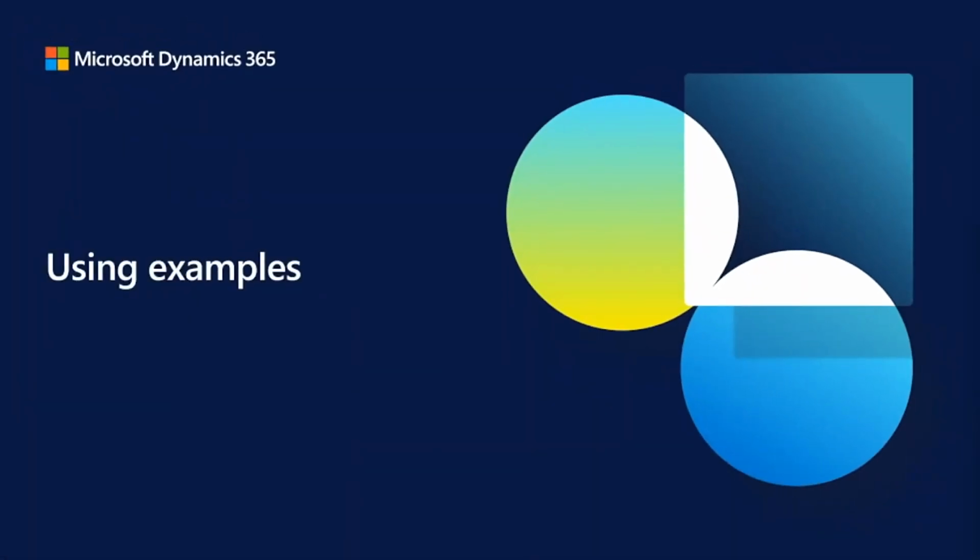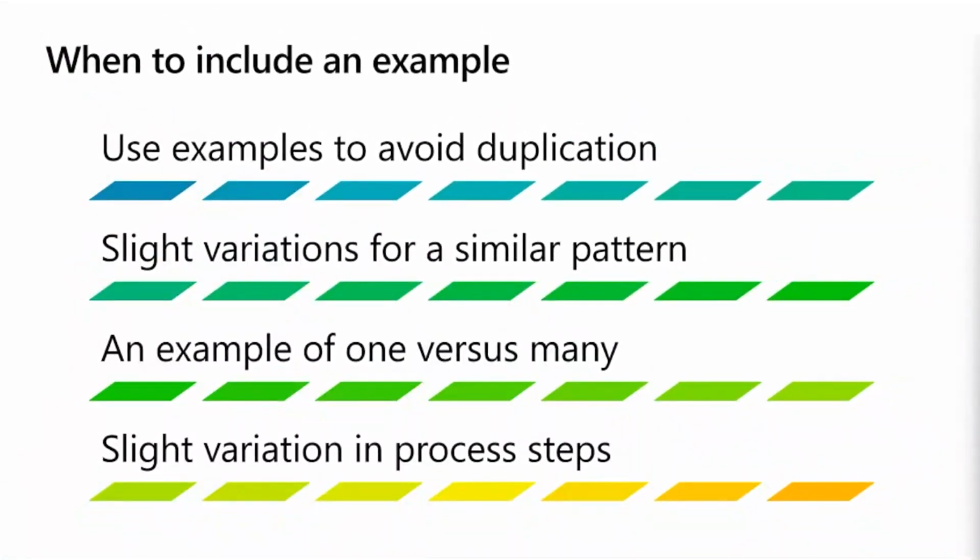Next, I want to talk about the example section of the pattern articles. So examples, it's kind of that concept that a picture is worth 1,000 words. So we suggest that you use examples to avoid duplication. Rather than making 10 different patterns that are all exactly the same except for one particular step, that's where you can use an example to demonstrate how a specific value can be changed on one step without the need to make 10 or 15 different patterns.